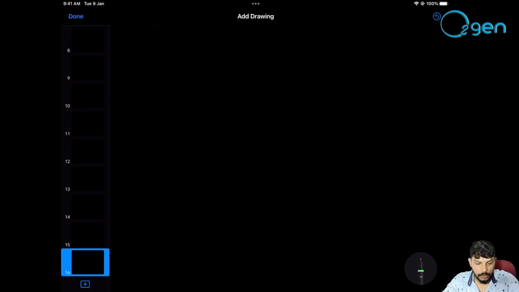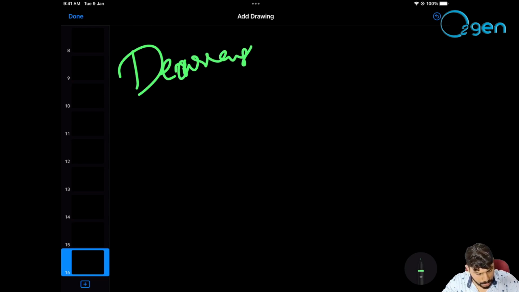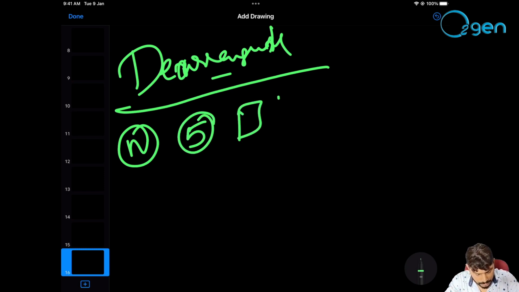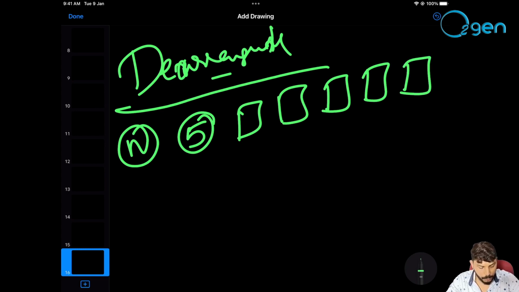We also have a formula for derangements. Derangement means there are n distinct objects and none of them can occupy their original places. For example, there are 5 envelopes. Look here, there are 5 envelopes, and we have to post a letter in each of these 5 envelopes.